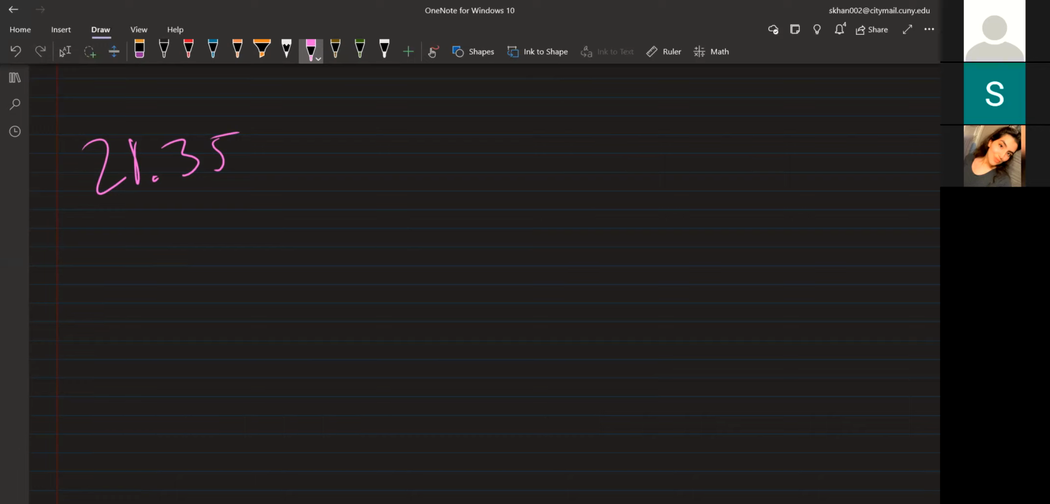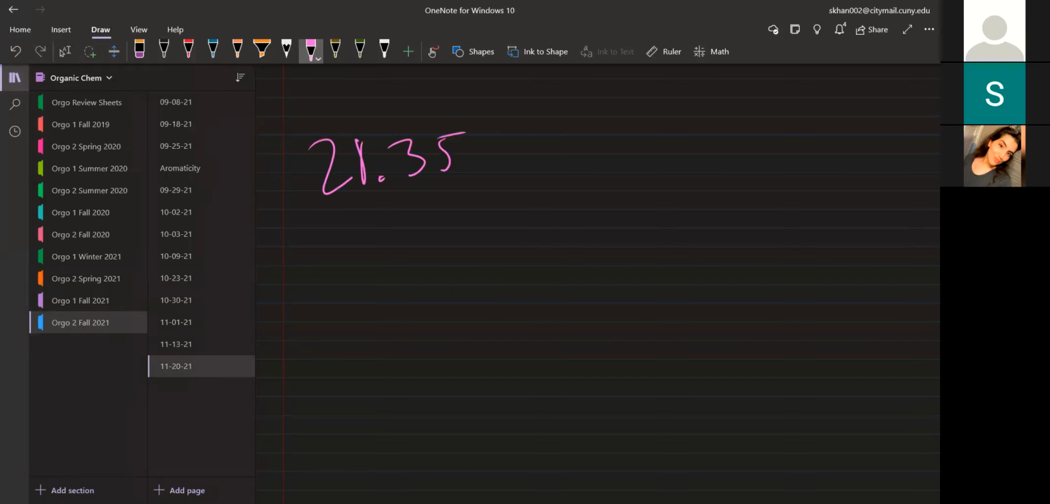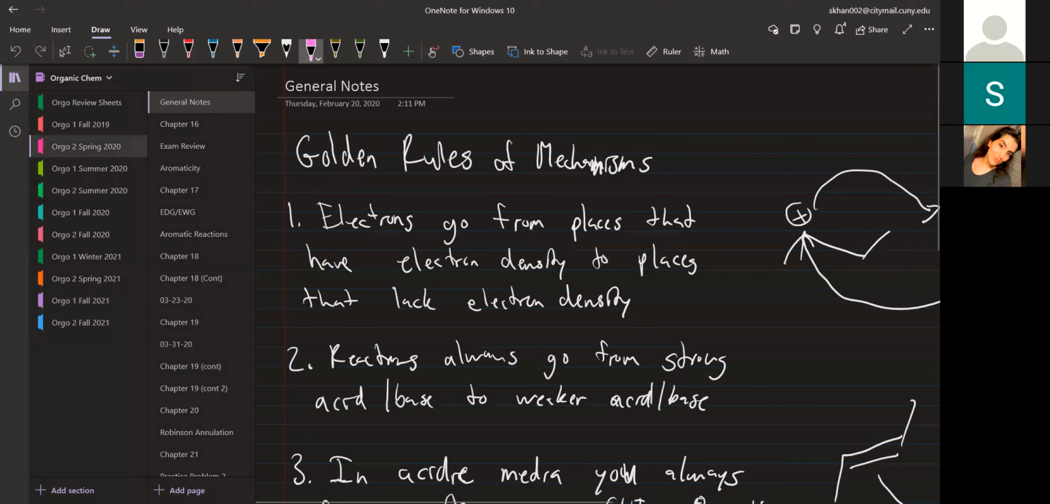did you guys do the Robinson annulation in class? Anyone remember? It's this gigantic polycyclization reaction. It's an internal Michael addition, essentially. Anyone remember if you did that? I'm just kind of curious. I want to say it was this semester. Yes.